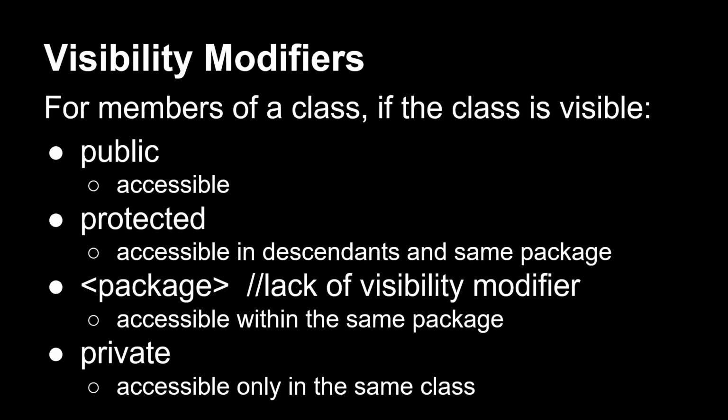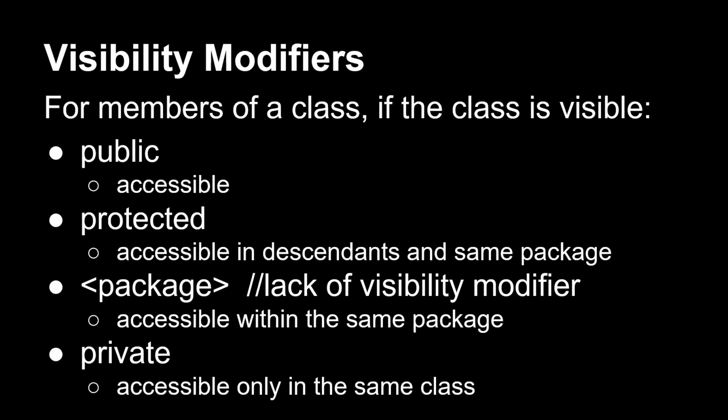So public, accessible anywhere the class is. And so if you have a public class and then public members, such as a public field or public method, it's accessible to anybody that has access to the class. Private members are accessible only to other code in the class. So fields typically are private, and then you have getters and setters to manage access to them. Or you might have a private helper method that's just a supporting method for other methods in the class.